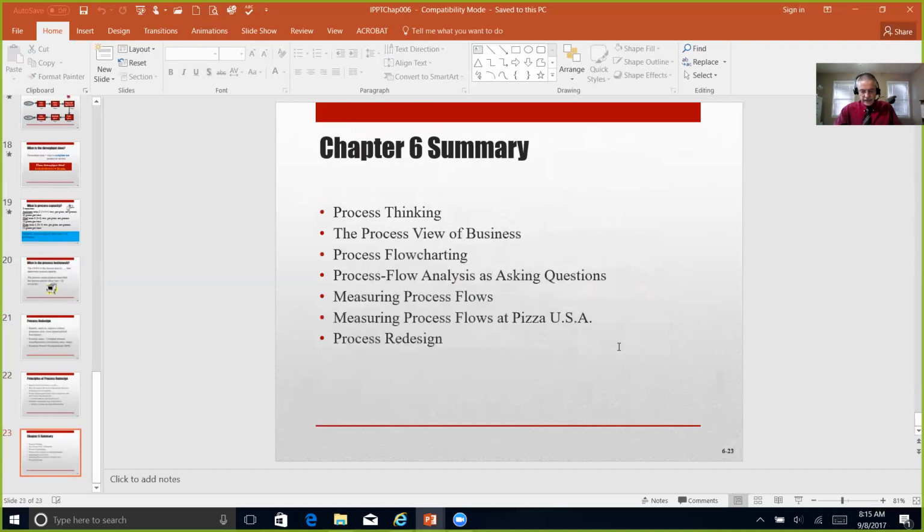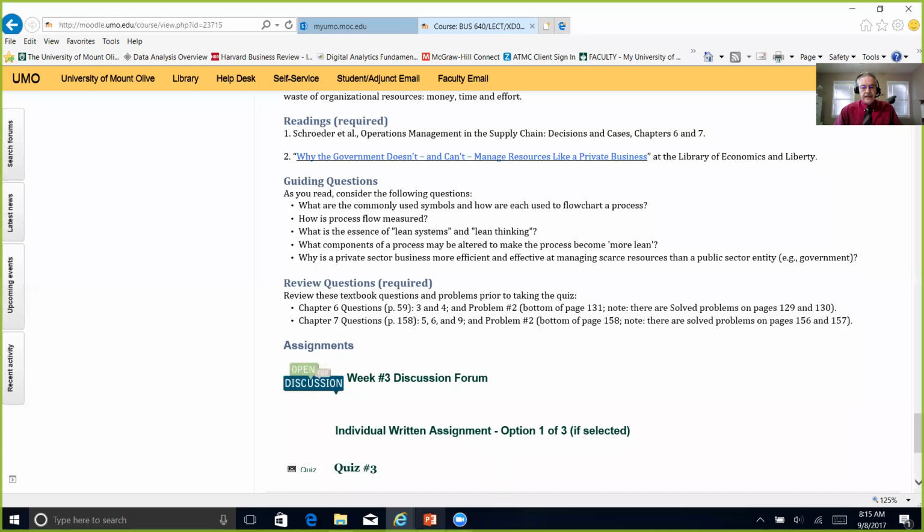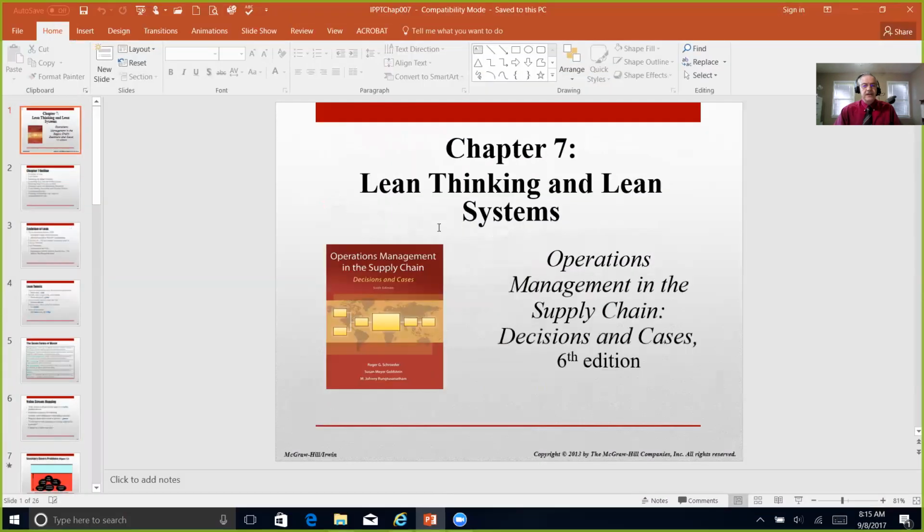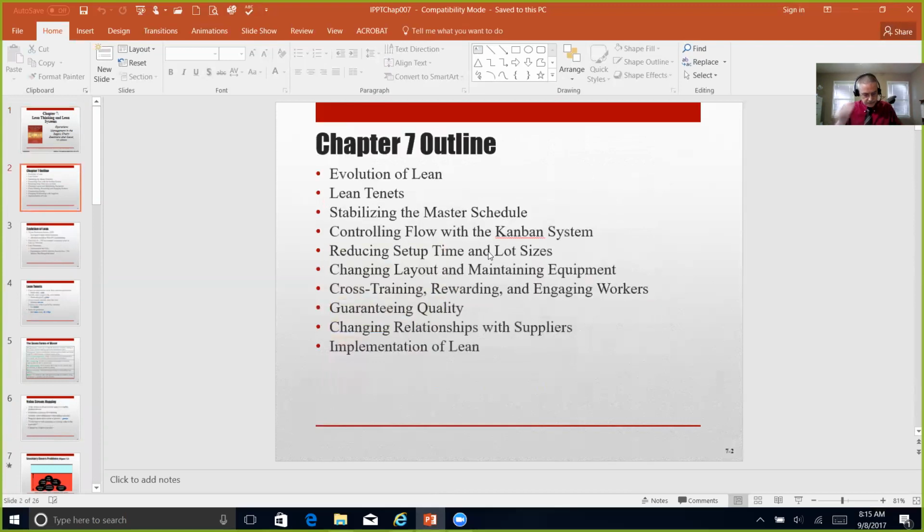So that concludes chapter 6. Let me move on to chapter 7. Please let me change the other slide here and go back to chapter 7. And now we get into lean thinking and lean systems. Hopefully this is what we will cover, some of these activities here. Excuse me, the objective of this particular chapter.